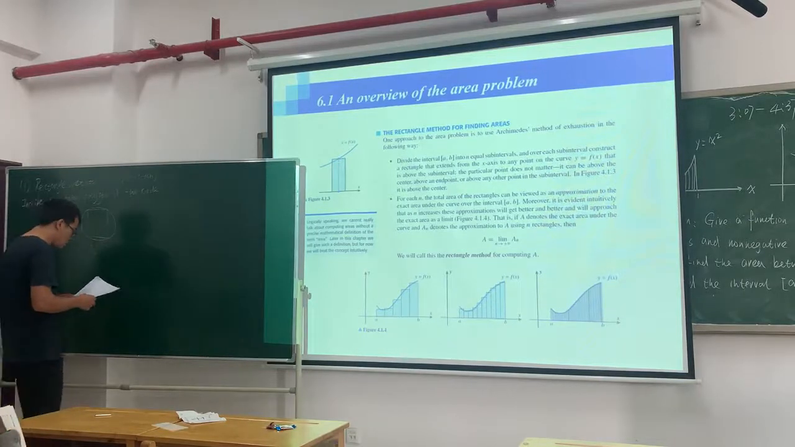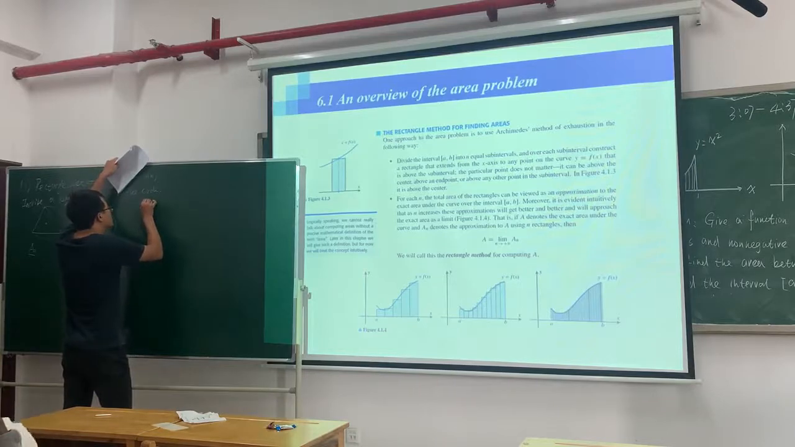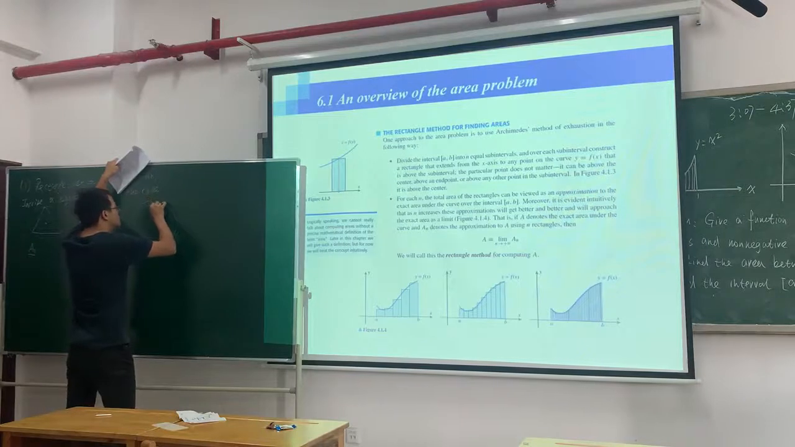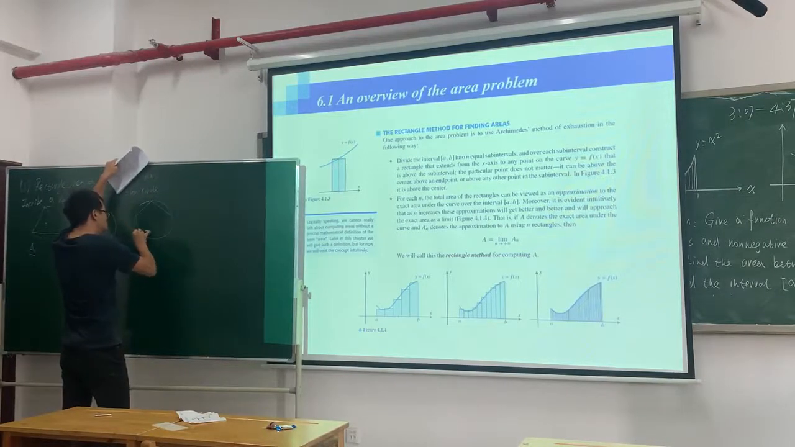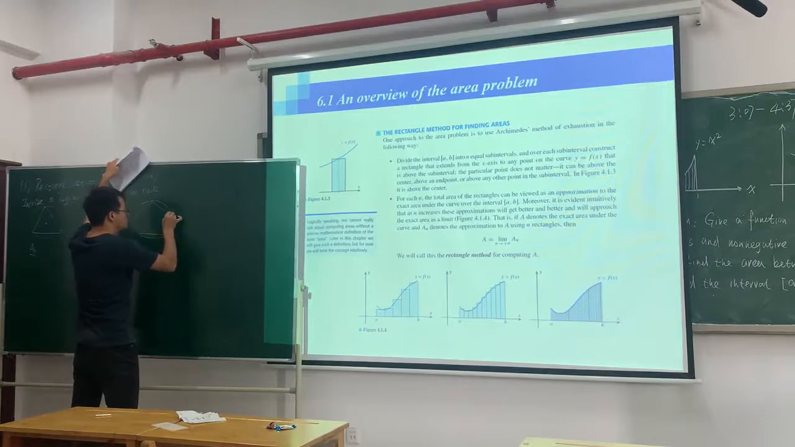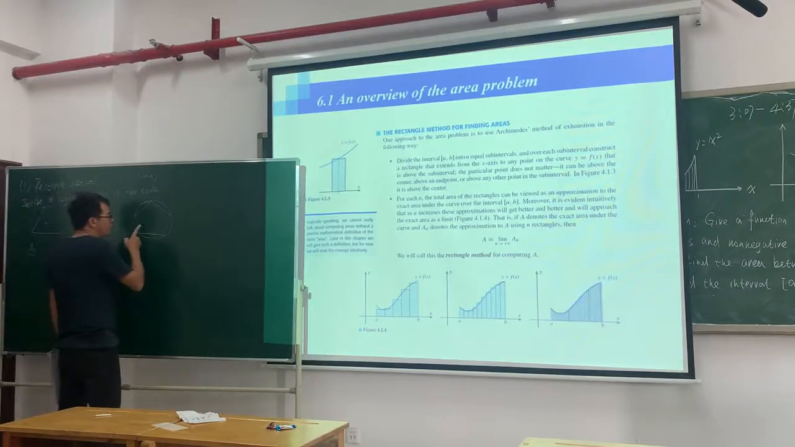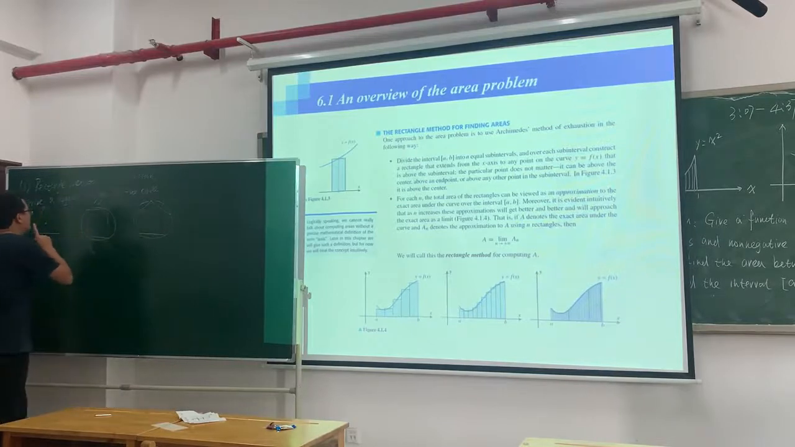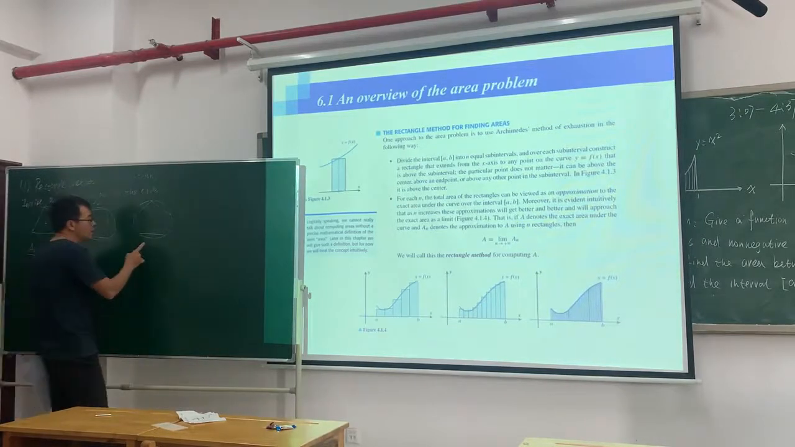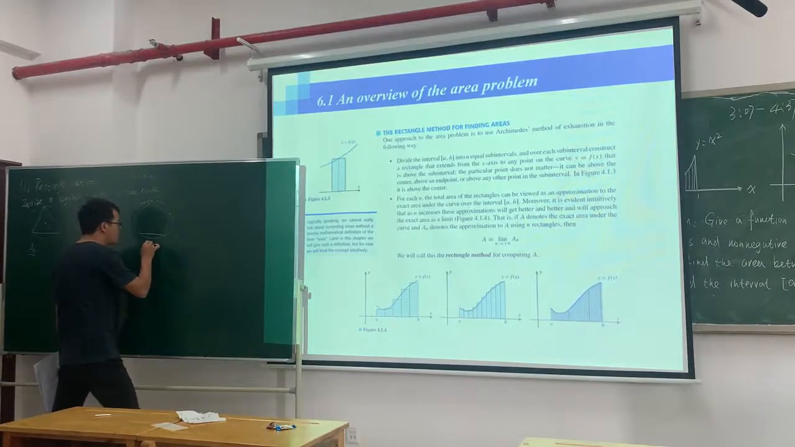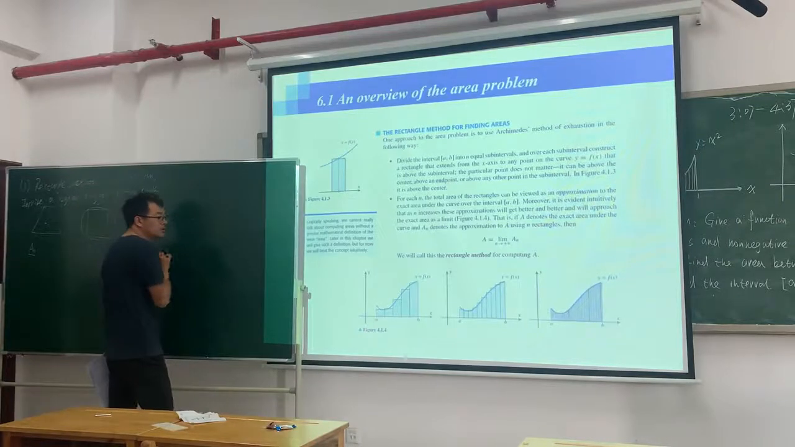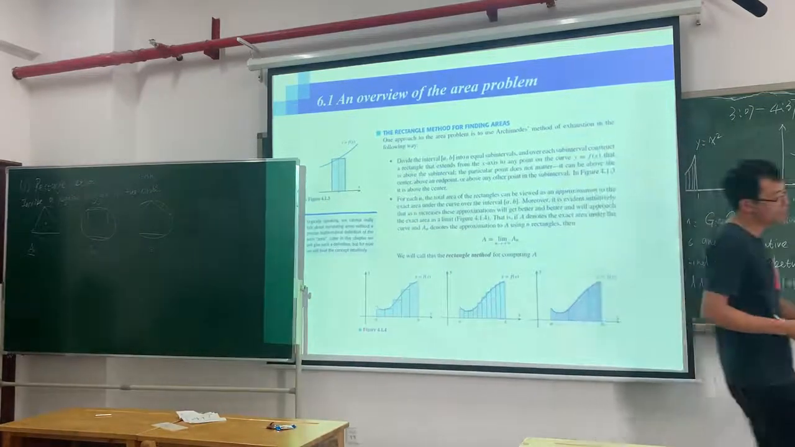And go on. We inscribe a regular pentagon, a five-sided regular polygon. So we can compute the area. The area here is A5. We can do it again, just like this.